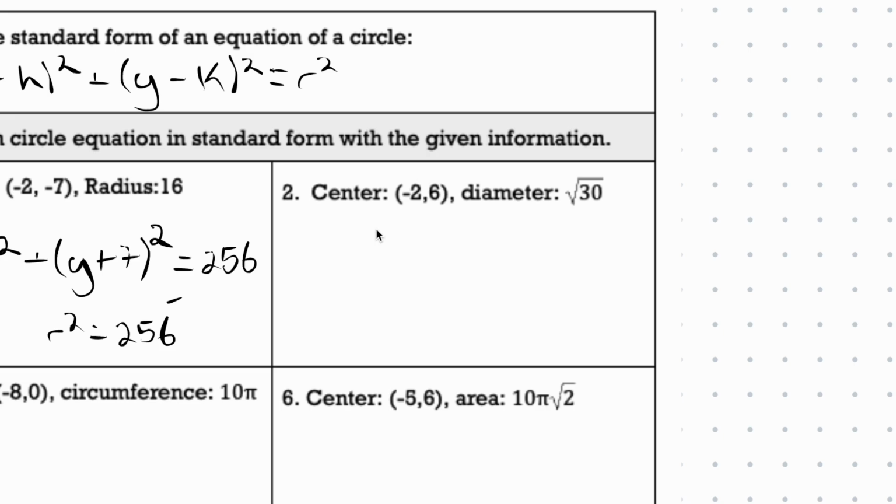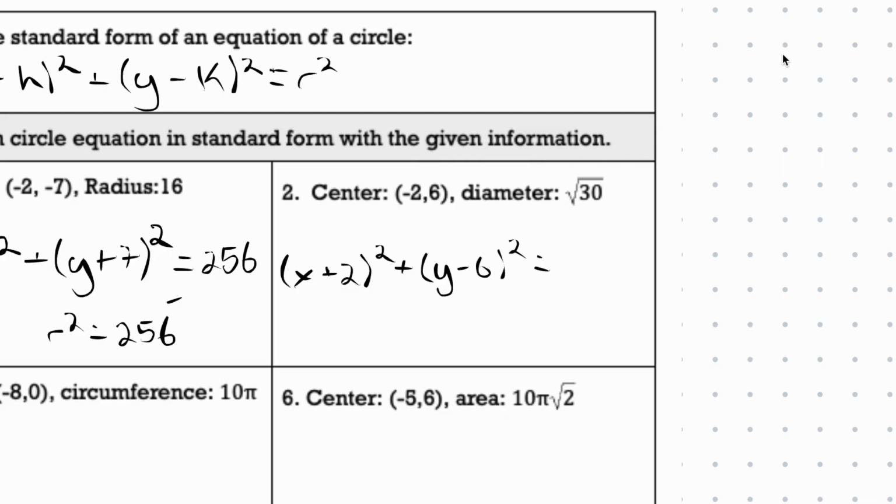Okay, here our center is negative 2, 6, so we're going to have x plus 2, right? Because we're doing x minus negative 2. So x plus 2 squared plus y minus 6 squared equals... our diameter is root 30.